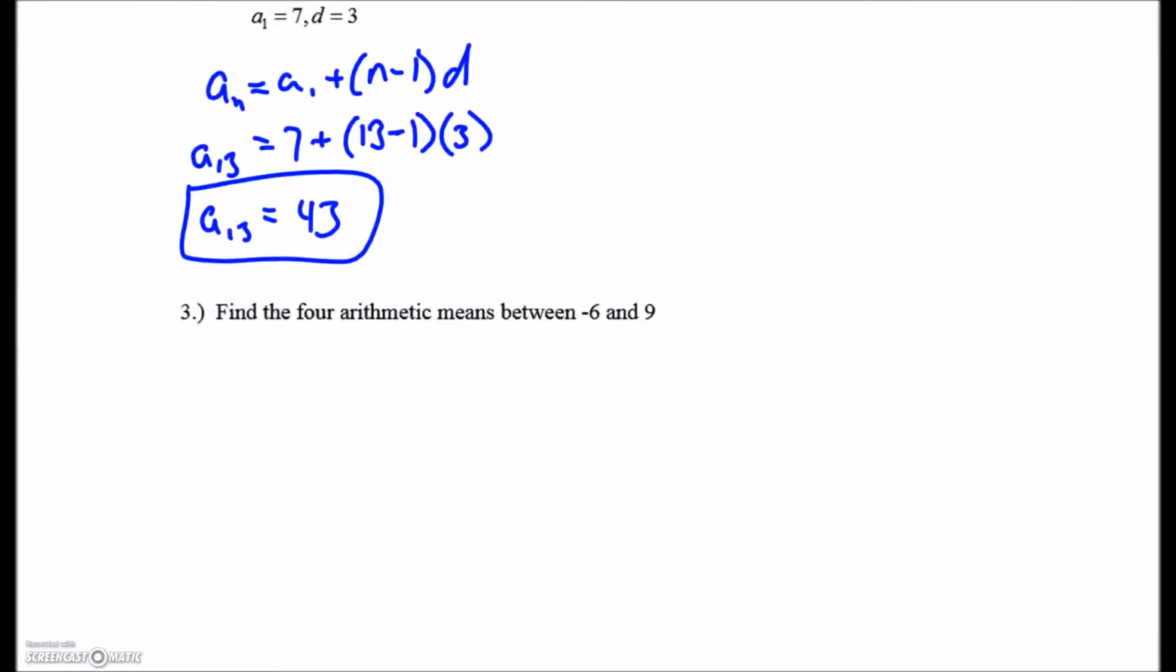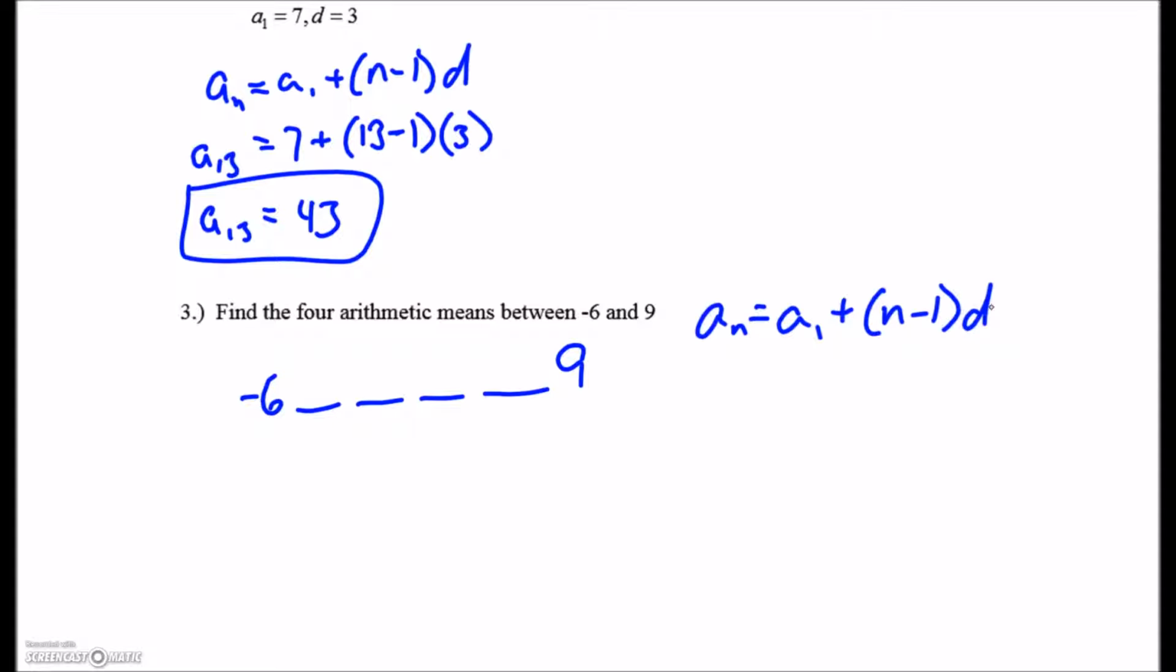In the next one, it says to find the 4 arithmetic means between negative 6 and positive 9. And so really the situation I have is a negative 6, and then I have 4 blank spaces, and then the positive 9. And that's what arithmetic means are. It means I'm missing some terms in between. And so to get from term to term in an arithmetic sequence, all I need is the d value, and so that's what I want here. So I'm going to use my arithmetic formula, a sub n equals a sub 1 plus n minus 1 times d, and I'm just going to plug in what I know so that I can solve for d.